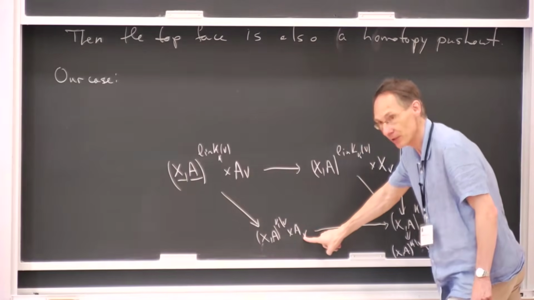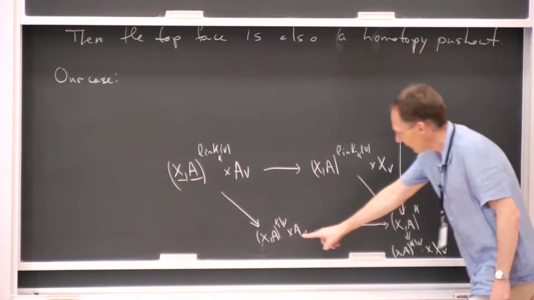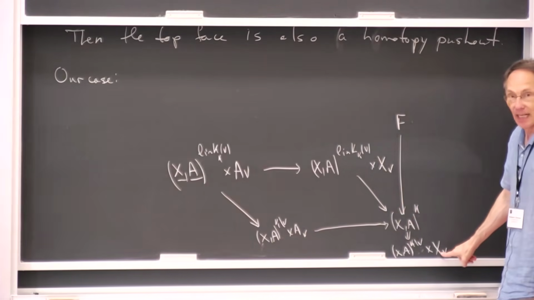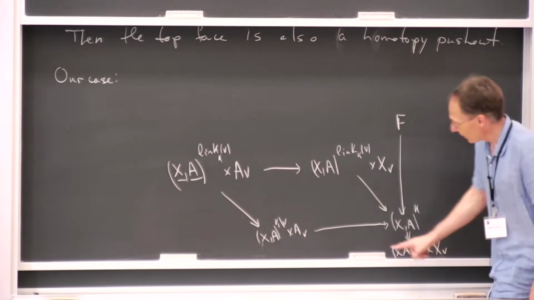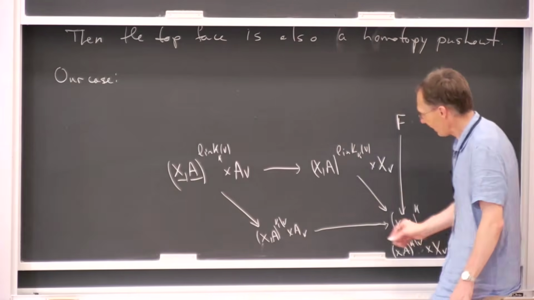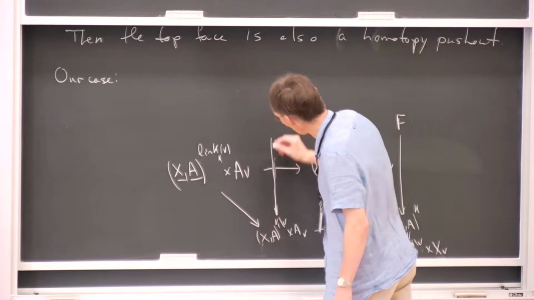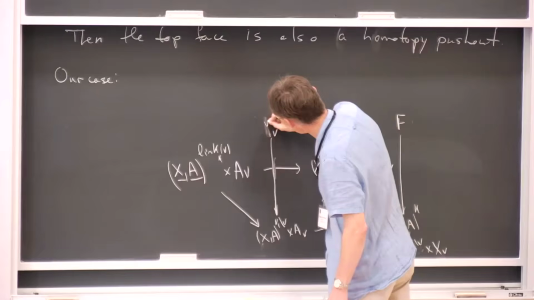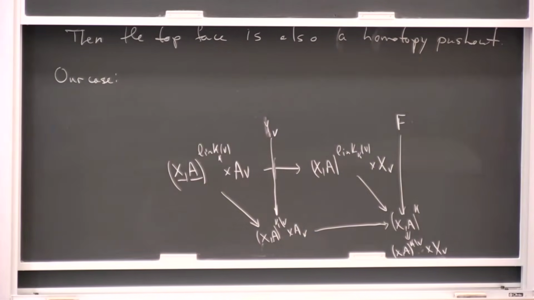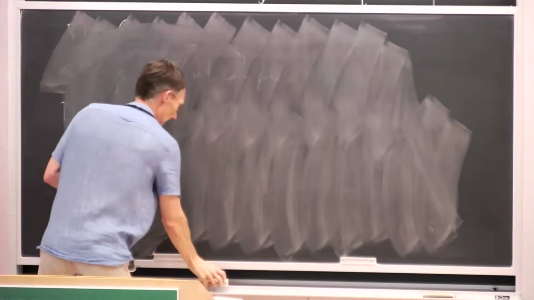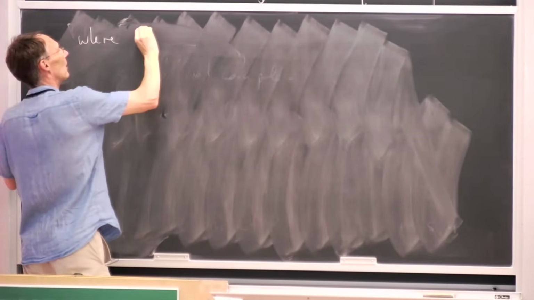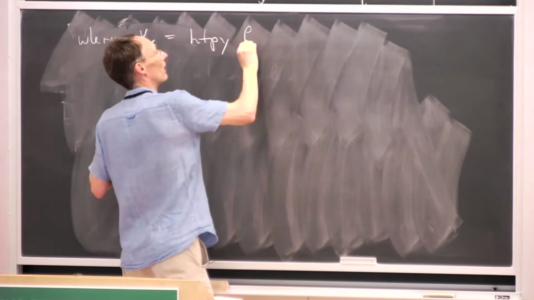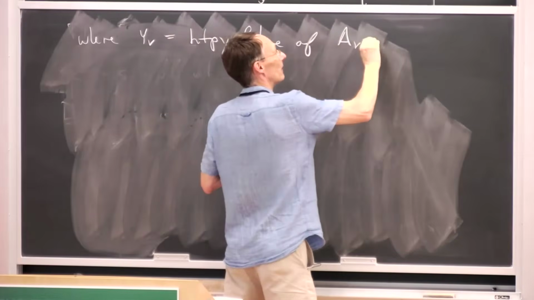The fiber from the restriction cross A into the restriction cross V, well, this is going in by the identity map on the restriction and the inclusion of A into X. So its fiber, the restrictions will cancel out, and you'll just be left with a fiber, I'll call it Y_V, which is the homotopy fiber of the inclusion of A_V into X_V.